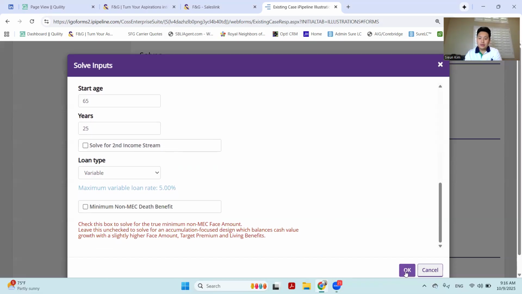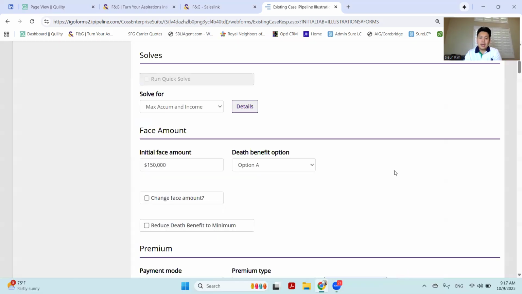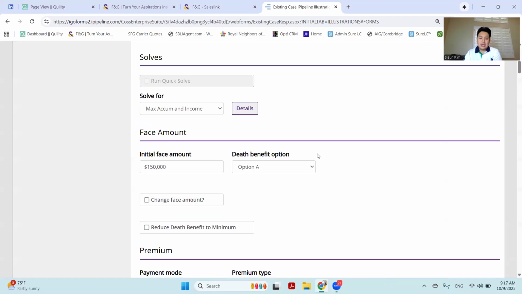And then the only thing you need to do is click. OK. Initial face amount, you don't have to really change anything here because this solves for max accumulation and we put $50 a month, that overrides everything else. So I'll leave it at this. If it's only $50 a month, leave the death benefit option at option A. Okay, this is a good, safe way for you to do it.